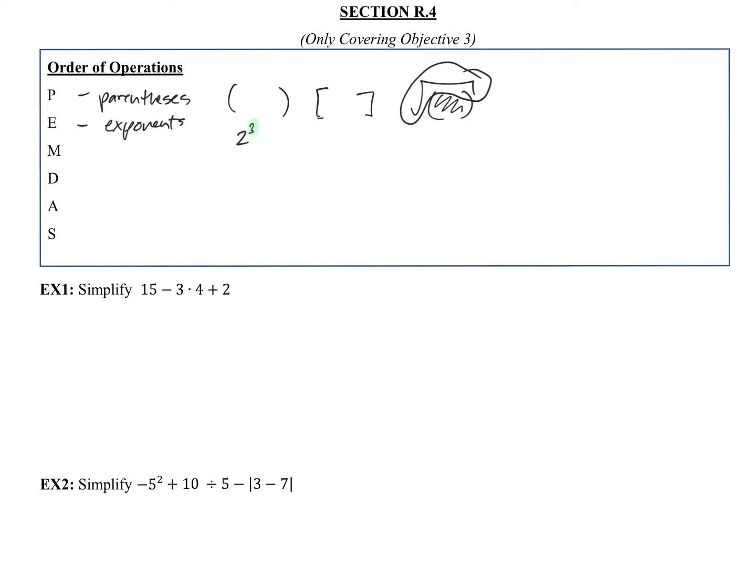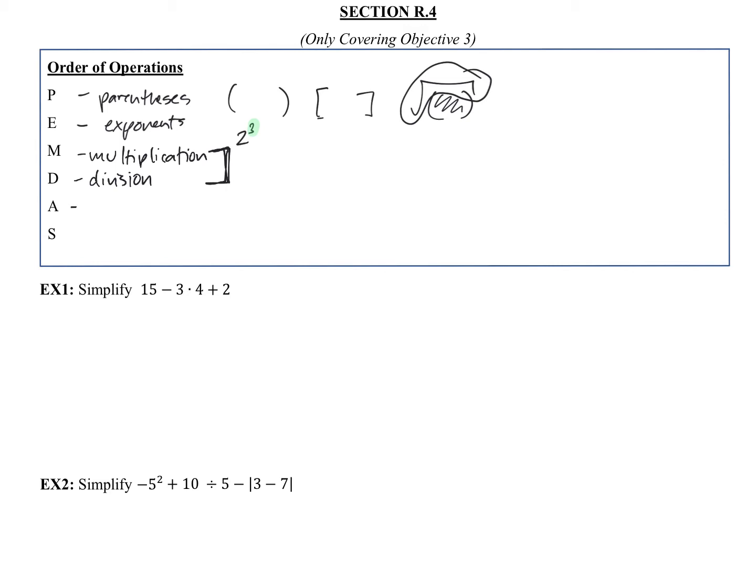And then we have M and D. So that's multiplication and division. These guys are actually on the same level of importance, so I'm going to go ahead and group them together. Whichever one comes first, reading from left to right. Once again, remember, we read from left to right in English. Math works the same way. So from left to right, if multiplication comes first, do that first. Or, from left to right, if division comes first, do that first.